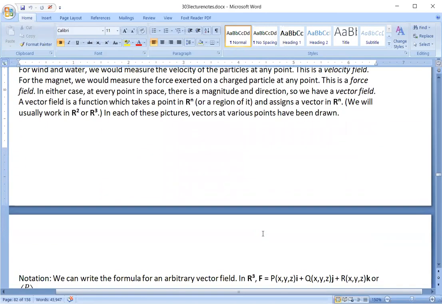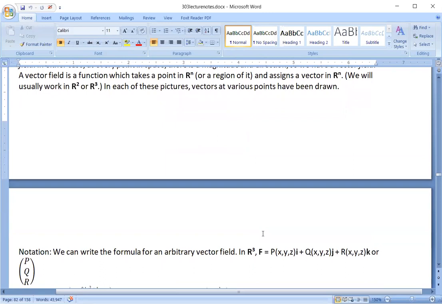What would this look like as a formula or a notation? So we can write the formula in this way. So in R^3, you'd say vector field F. So we use capital F with either bold or with the arrow. And we can write it like this, either as function P of x, y, z times the i vector plus function Q of x, y, z times the j vector plus function R of x, y, z times the k vector. Or just in general, in short, quick notation, the vector ⟨P, Q, R⟩.